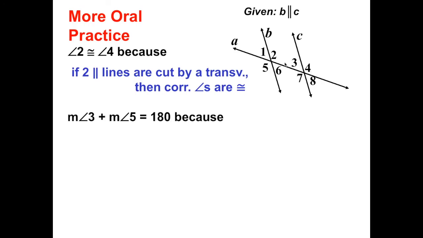Okie dokie, next one here, a little bit trickier because this will require, I think, 3 justifications. Ready, set, go on this one. Measure angle 3 plus measure angle 5 equals 180. How would you make that justification? What would you have to connect with? What would you say first, second, and third? Ready, set, go.